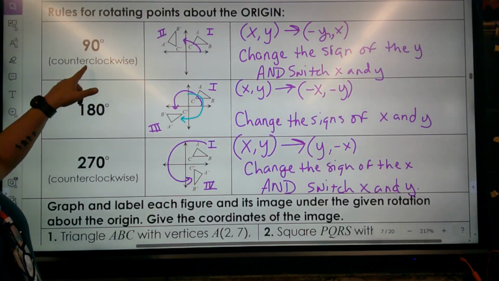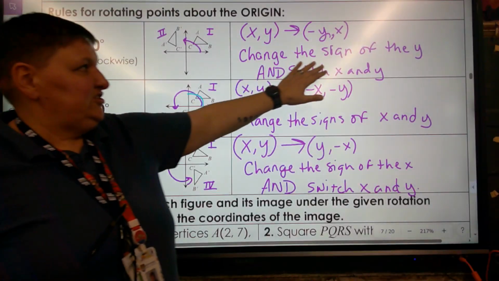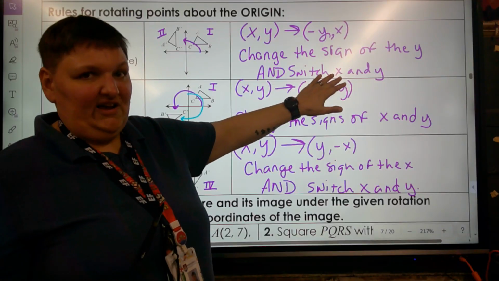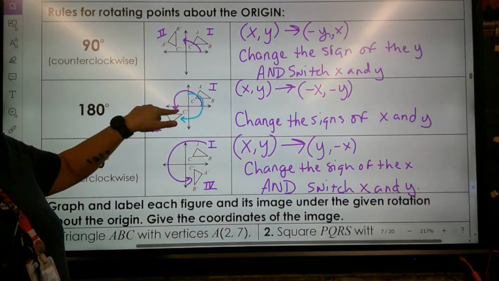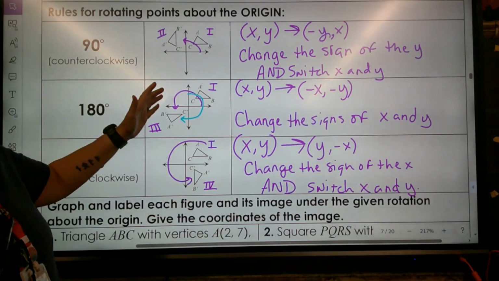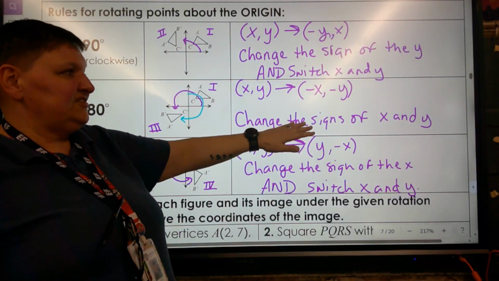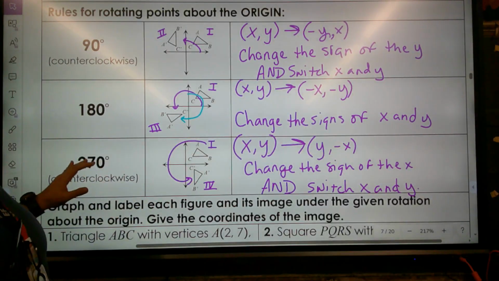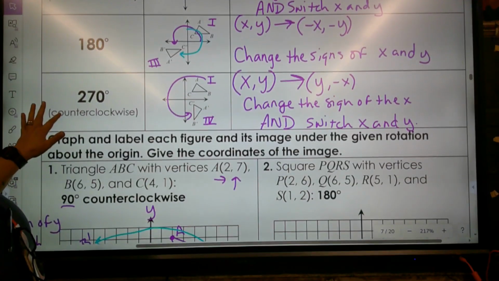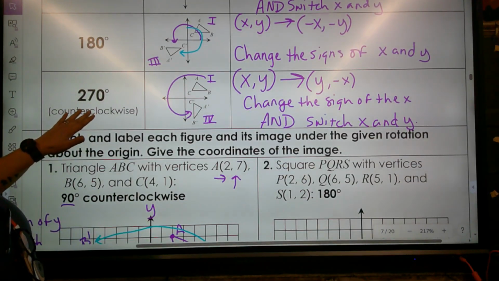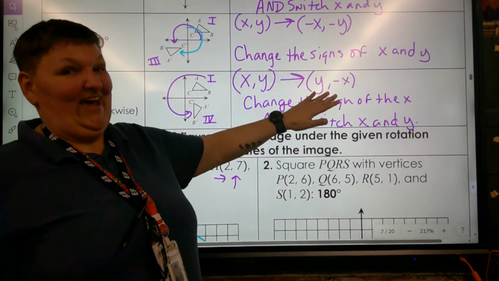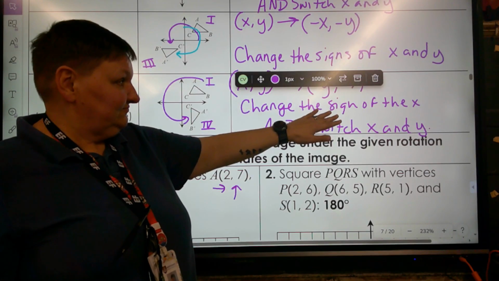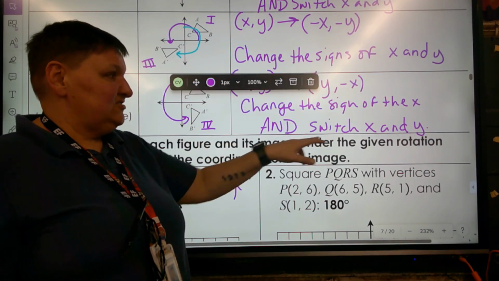The rules: if you're going 90 degrees counterclockwise, you change the sign of the Y and switch your X and Y. If you're going 180 degrees, it doesn't matter clockwise or counterclockwise. They end up in the same place. You change the signs of X and Y, but you do not switch X and Y. And 270 degrees counterclockwise, you change the sign of the X and switch your X and Y.